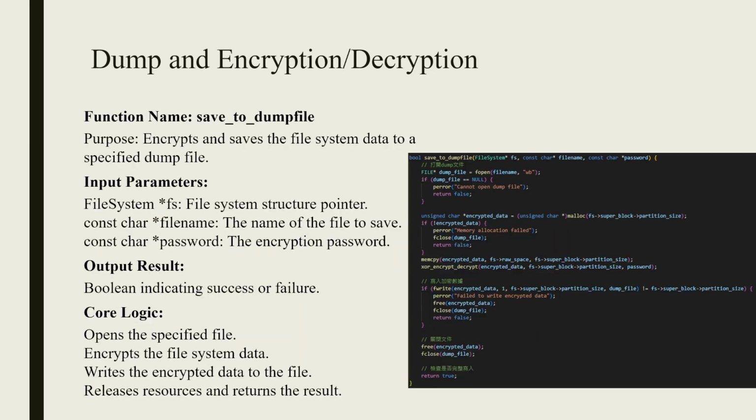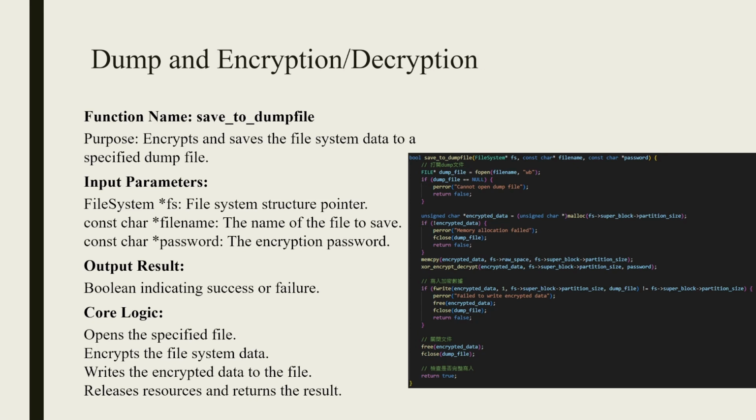Going to the next part, the save to dump file function. This is the core function responsible for encrypting and saving file system data to a dump file. The first part is opening the file: it opens or creates the specified file in binary write mode, and it will return false if the file cannot be opened. The second part is allocating memory for encryption, which allocates memory for the file system's encrypted data. It will also exit with an error if the memory allocation fails.